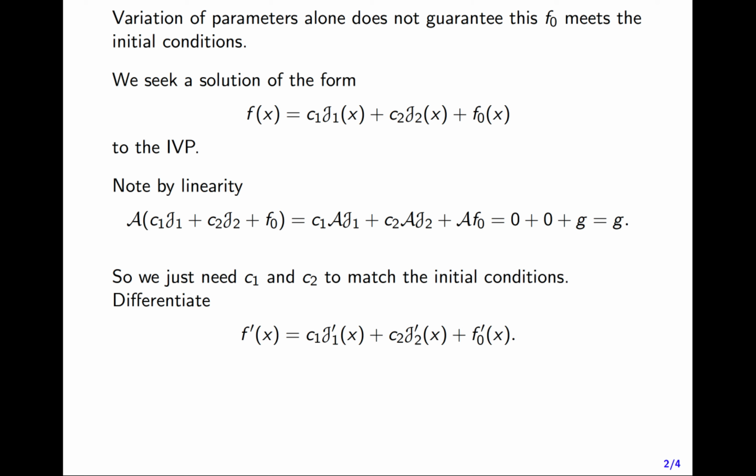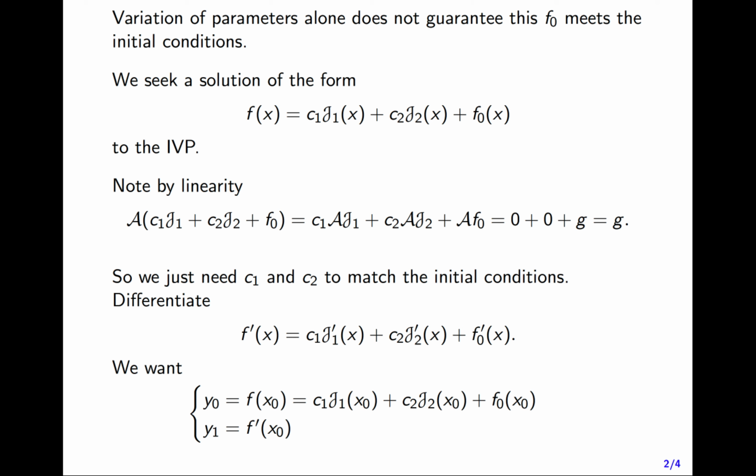As always, I like to start by differentiating. I'll calculate f prime of x is c1 times j1 prime of x plus c2 times j2 prime of x plus f0 prime of x. And then to fold in the initial conditions, I want y0 to be equal to f of x0. So that has to be equal to c1 j1 of x0 plus c2 j2 of x0 plus f0 of x0.